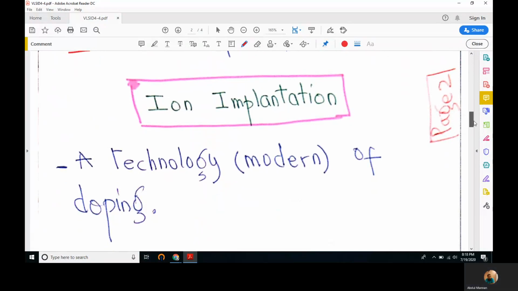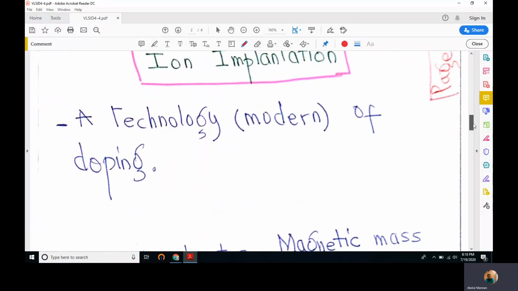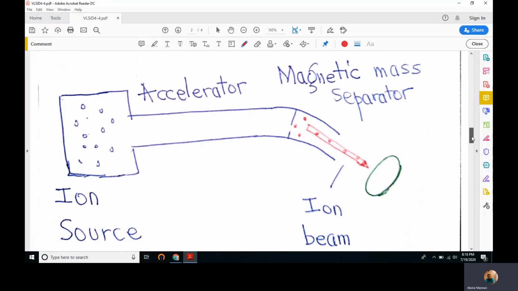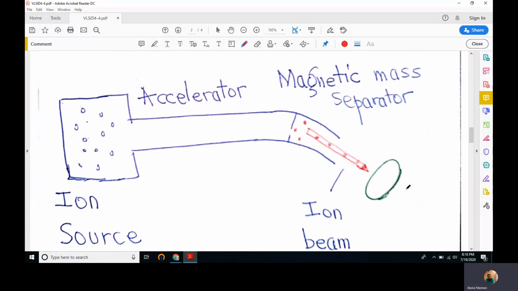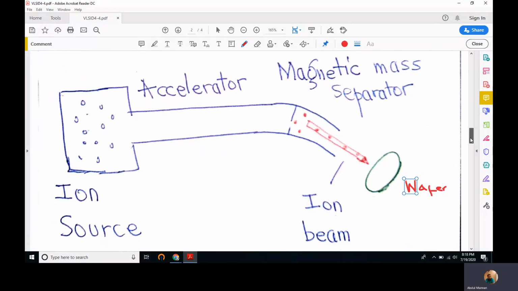So the technique that we use for modern VLSI design is ion implantation. It's a modern technology used for doping. How is a silicon wafer doped with either P-type or N-type impurity, right? So it's a given wafer. We want it, or a part of it, to be doped using either a P-type or N-type impurity. So these are impurity ions.